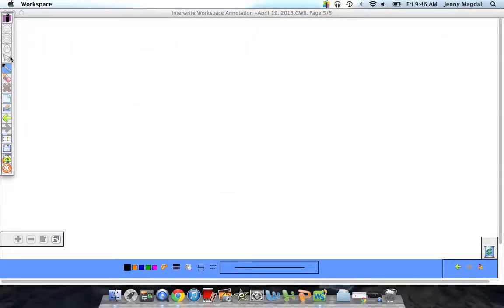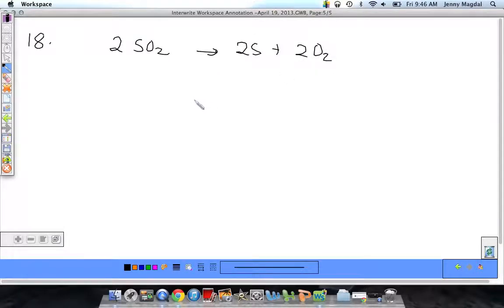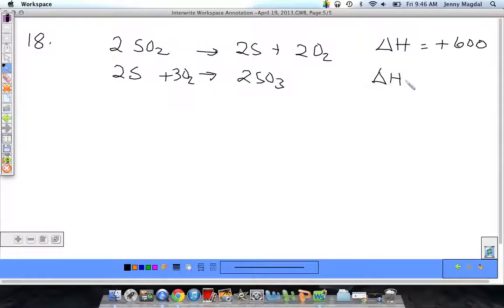18. We would flip the first reaction and multiply it by 2. So I would get 2 SO2 goes to 2S plus 2O2. So my delta H would also be multiplied by 2 and flipped, so it's now positive 600. My other equation I'm going to keep the same, so 2S plus 3O2 goes to 2SO3. My delta H is going to stay the same since I did nothing to the equation, negative 800.